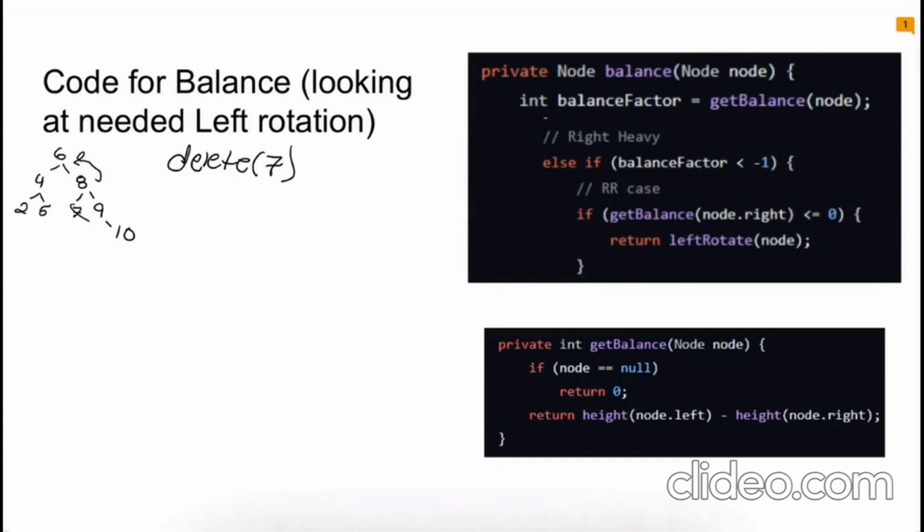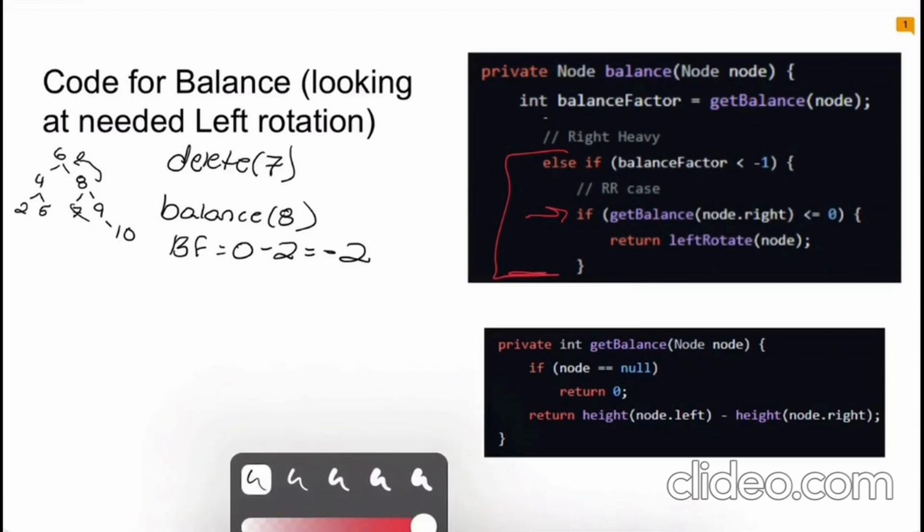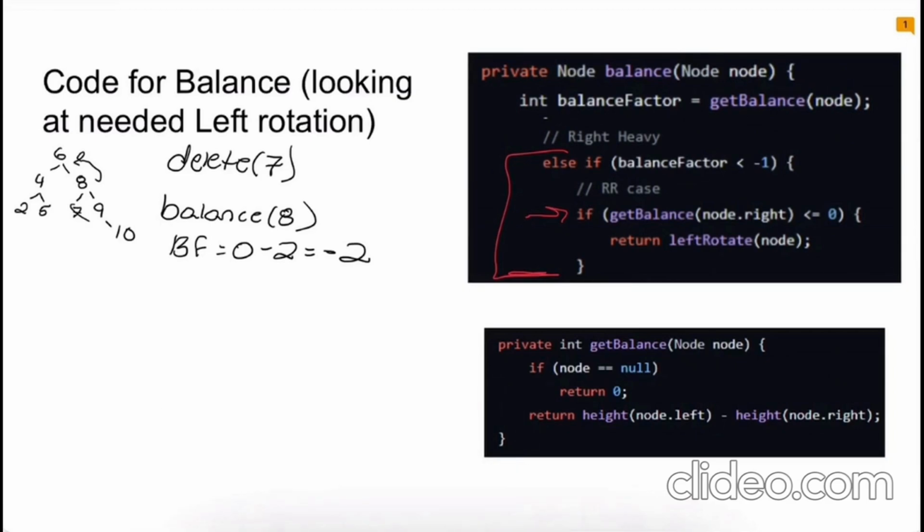So first we're going to start with calling balance on 8. We see the balance factor is 0 minus 2, which is negative 2. So now we're going into that else if statement, and now we have to check the balance of 8's right node to just make sure that we only need to perform one left rotation. The balance of 9, you can see it's negative 1. So now we're going to perform a left rotation on 8.